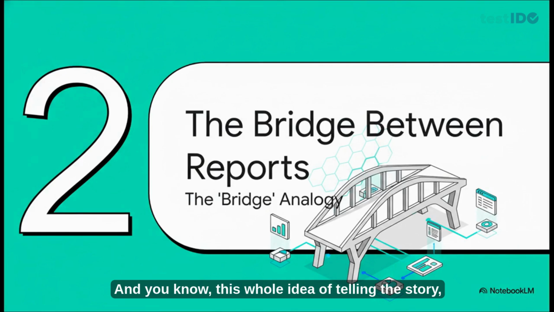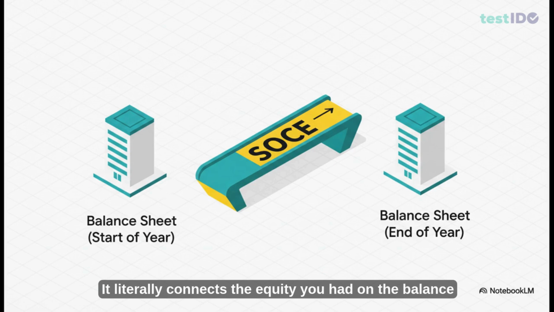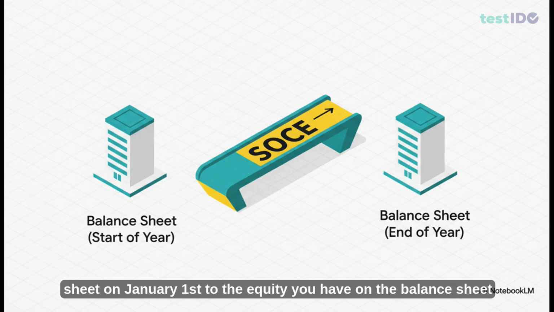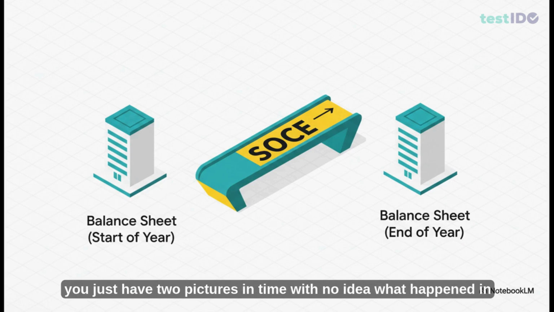And you know, this whole idea of telling the story leads us perfectly to the next big concept. The SOCE isn't just a storyteller, it's also the master connector. It's the bridge that links everything else together. I want you to burn this image into your brain. The SOCE is a bridge. It literally connects the equity you had on the balance sheet on January 1st to the equity you have on the balance sheet on December 31st. Without this bridge, you just have two pictures in time with no idea what happened in between.